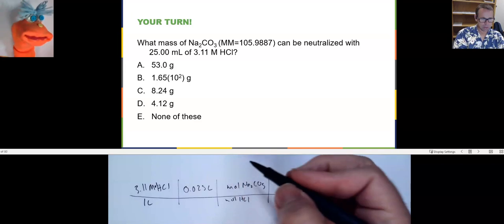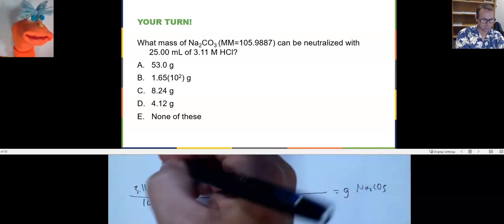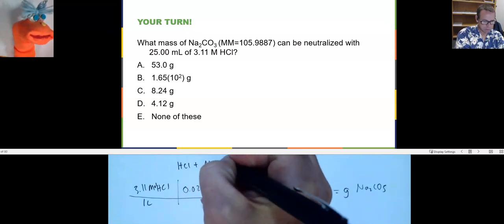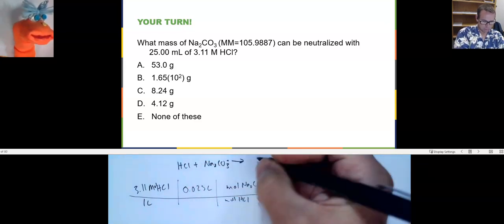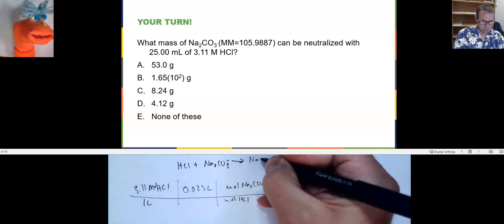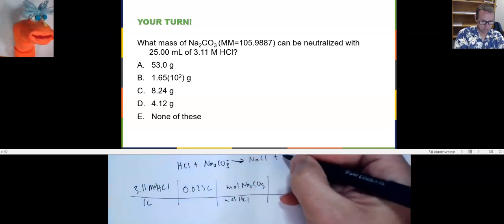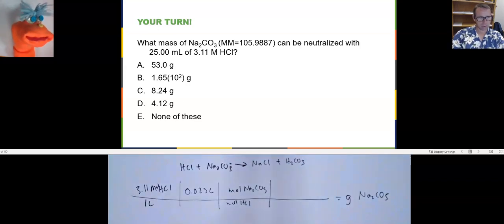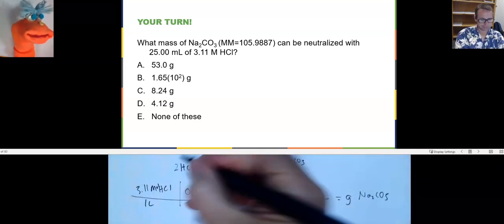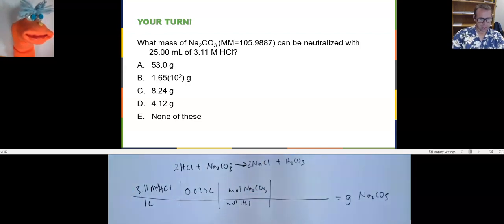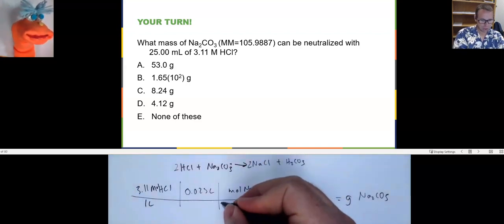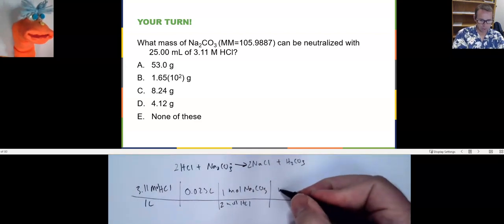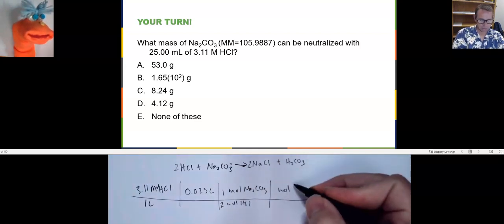Okay. So let's double check what you're saying here. If we're combining HCl with sodium carbonate, the products are sodium chloride and H2CO3. Is that what you're talking about? Yeah, so to balance that, you need 2 HCl's. Okay. That's where you got the 2 moles of HCl for every one of those. Okay, got it.